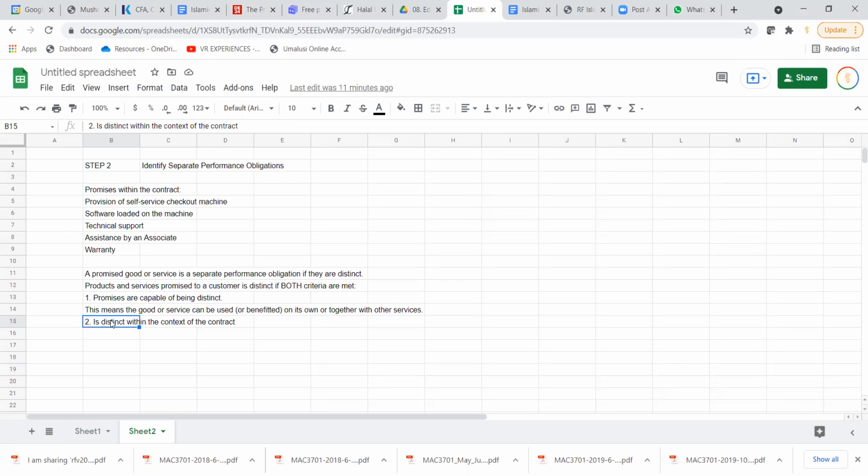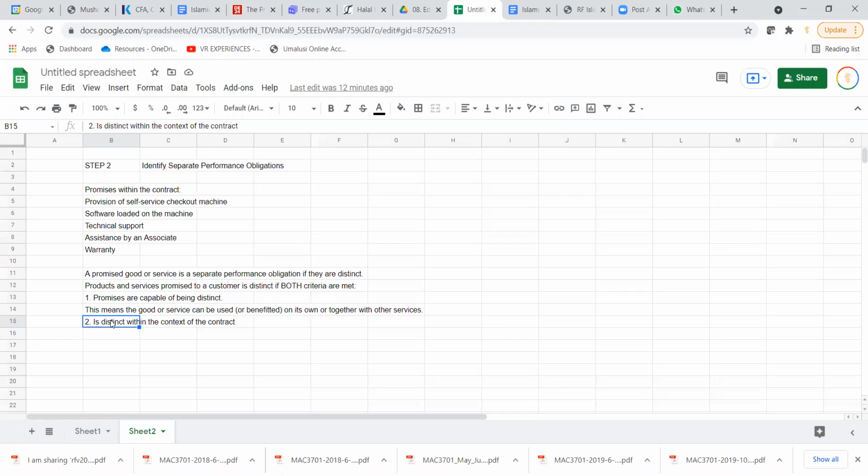Now, something is capable of being distinct if it is sold separately. So for example, in this one over here, the machine and the software are sold separately. So it meets criteria number one, which is capable of being distinct. But does it meet criteria number two? That's the question. In order to meet criteria number two, we must have a look if it is distinct within the context of the contract. What makes it distinct within the context of the contract?